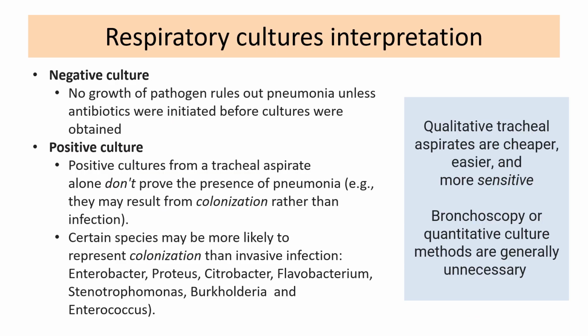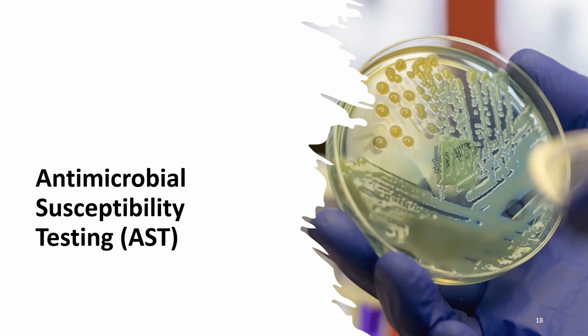Similarly, we have interpretation based on colony count in respiratory samples, like endotracheal samples and BAL samples. No growth of pathogens rules out pneumonia, but a positive culture from a tracheal aspirate alone doesn't prove the presence of pneumonia. It may result from colonization rather than infection. Certain species are more likely to represent colonization, for example, Proteus, Citrobacter, and others. So that is about the microscopy and about colonization and infection.